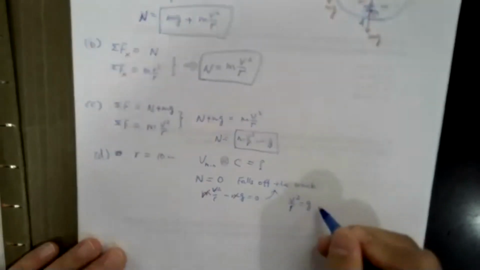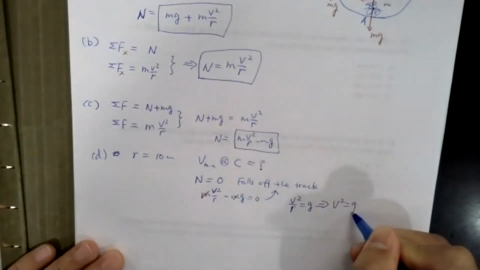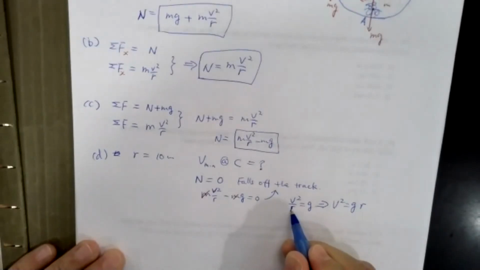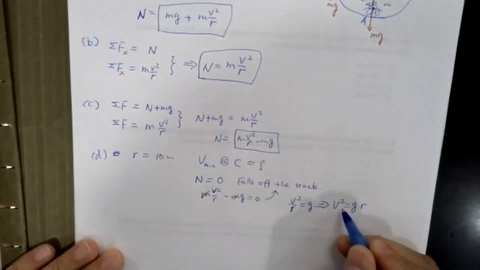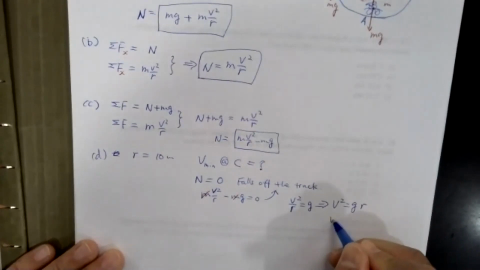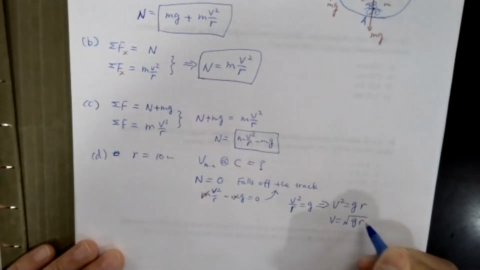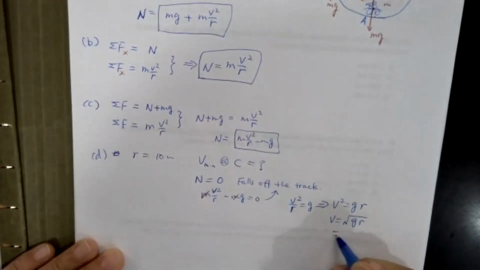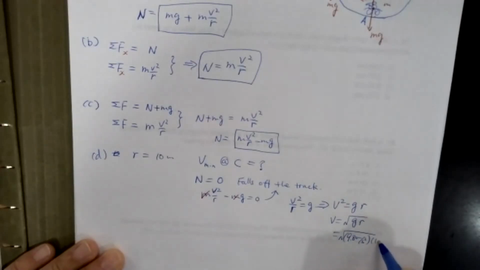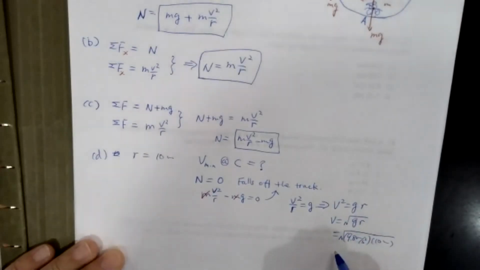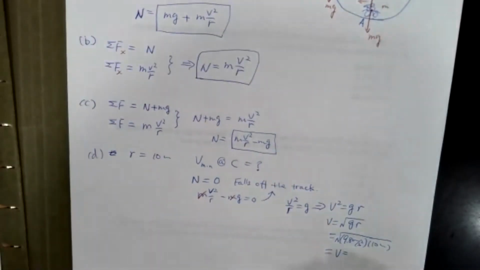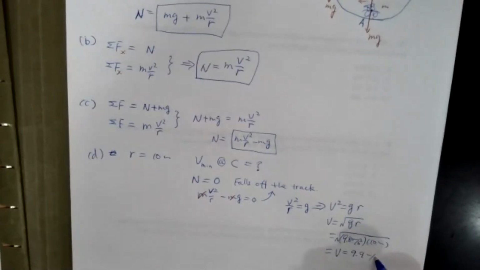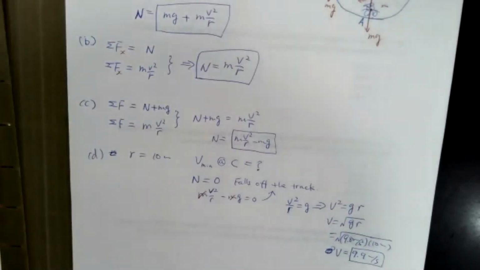So in that case, v squared is equal to g times r. You can multiply both sides by r, to get rid of r on the left-hand side here. So v squared equals g times r, so v equals the square root of g times r. Then square root of 9.8 meters per second squared times 10 meters. So v is equal to 9.9 meters per second, or roughly 10 meters per second. Very close to 10.